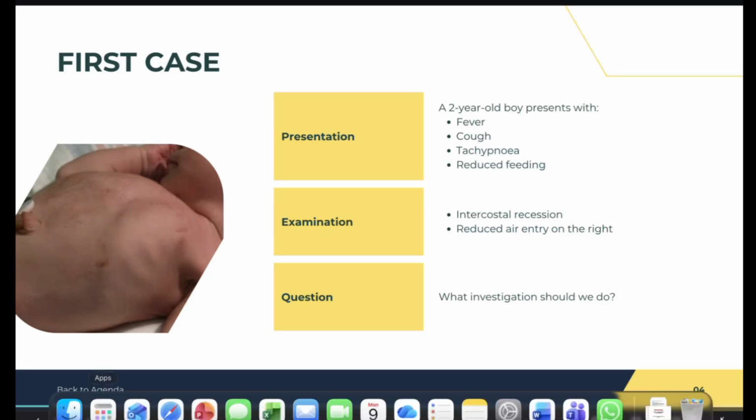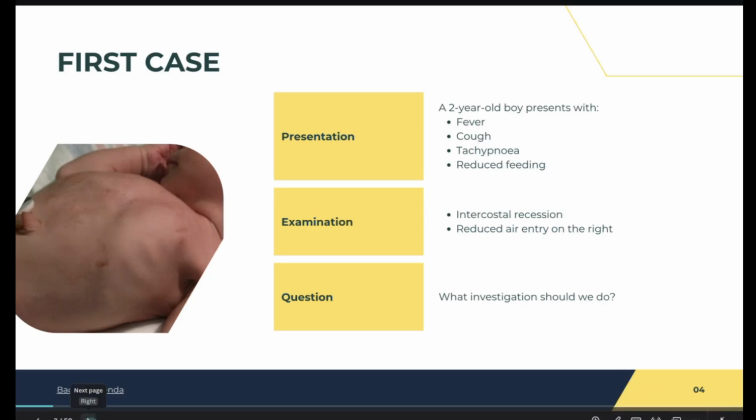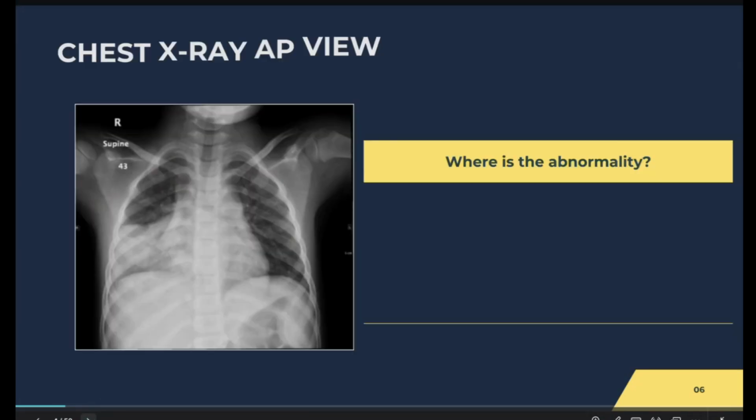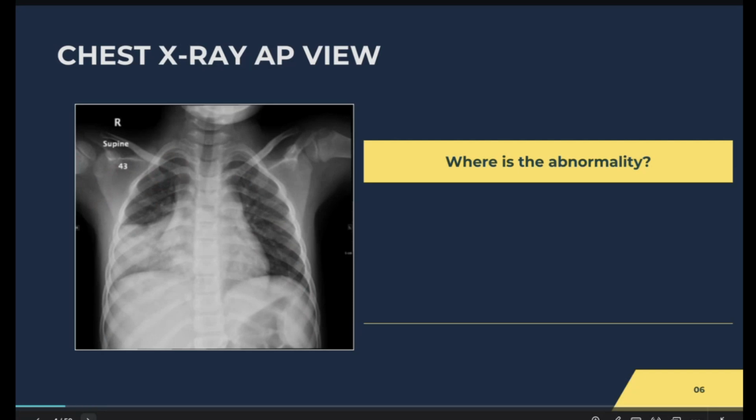Chest X-ray, yeah. Thank you, Joanna. So here's a chest X-ray, and this is an AP view. Usually in adults, we would do PA views unless they're severely unwell. But usually with children, they're quite small and it's hard to place them and keep them in position. So we often do AP views on them. But yeah, can anyone describe where the abnormality on this chest X-ray is?